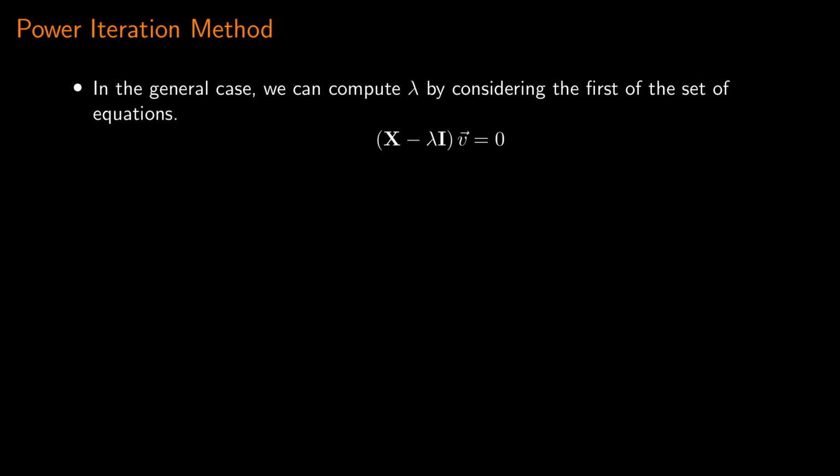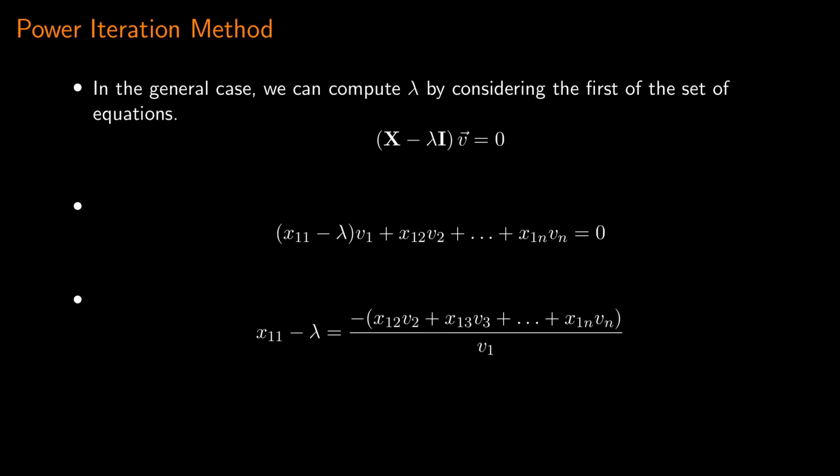Okay. So just to go back to this very briefly, in the general case, we can compute lambda by considering the first of the set of equations that we get from x minus lambda I times the vector v equals 0. If you work this through with a pen and paper, you end up with the first element of x, x11 minus lambda times the first element of v, v1, plus x12, v2, plus so on up to x1n, vn equals 0. You can then rearrange that to give x11 minus lambda is equal to this, and finally rearrange to give lambda is equal to this. So we have a cumulative sum term here that would be easy to calculate in code, and then we simply divide that by v1 and add x11. Which is pretty straightforward to do.